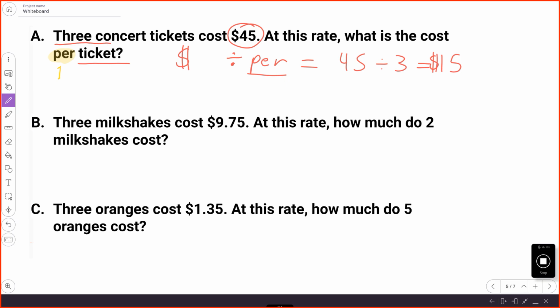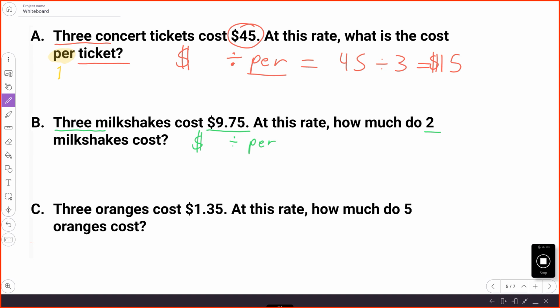Now look at the next one. Letter B, 3 milkshakes cost $9.75. At this rate, how much do 2 milkshakes cost? Now, here's the thing. In order to find out how much 2 milkshakes cost, we've got to find out how much 1 milkshake costs. 1, or per. So we need the dollar amount divided by the per. We know 3 milkshakes cost $9.75.